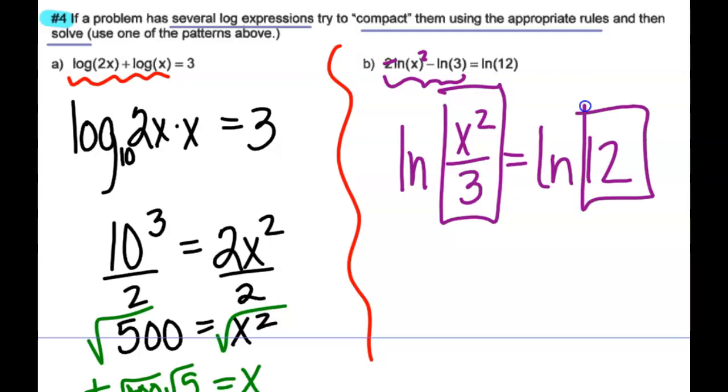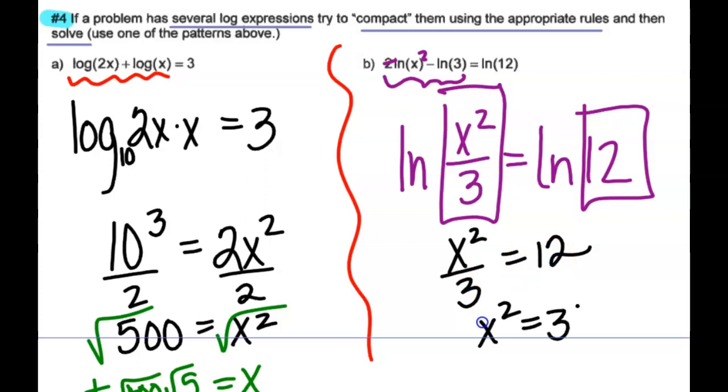You are not dividing both sides by log, okay? You are undoing it. I guess you could put an e to the power of, yes, to get rid of it. You could exponentiate each side. But the one-to-one property says they just have to be equal. Okay, then finish up, how to get rid of divide 3. So we'd have 36, and then we'd square root and get plus or minus 6.